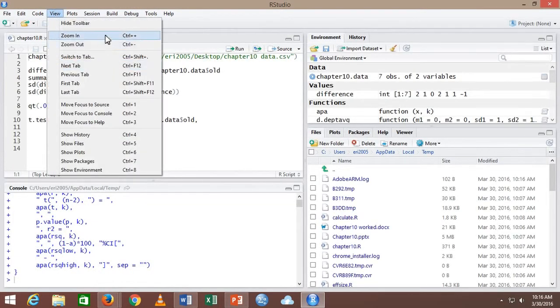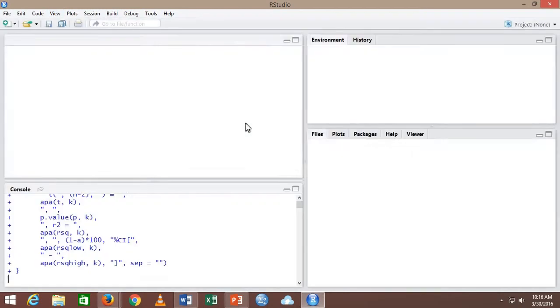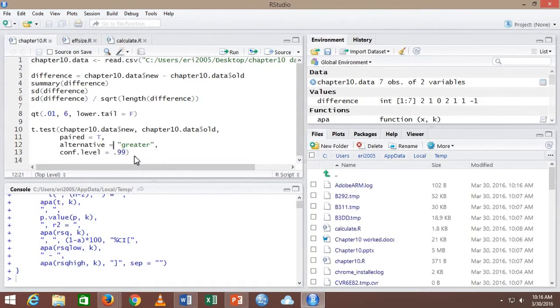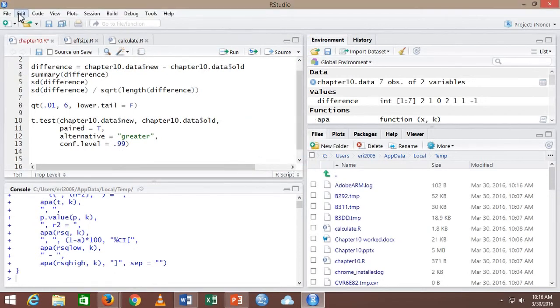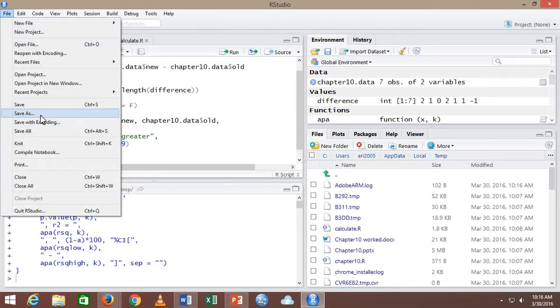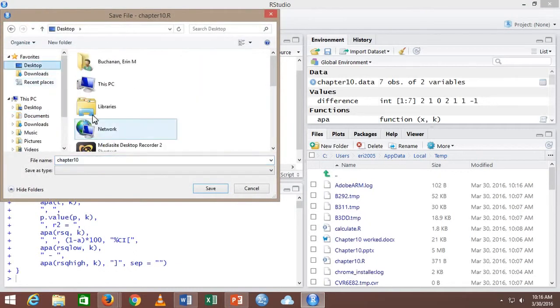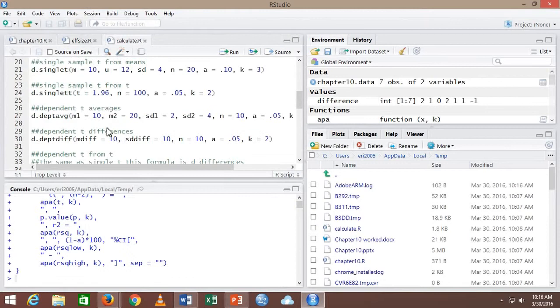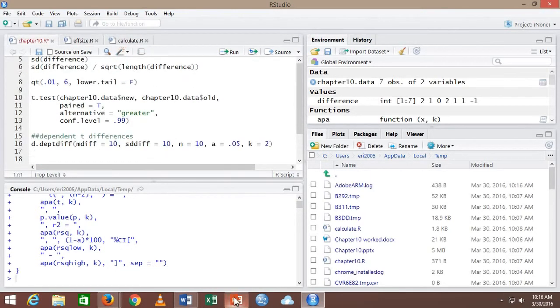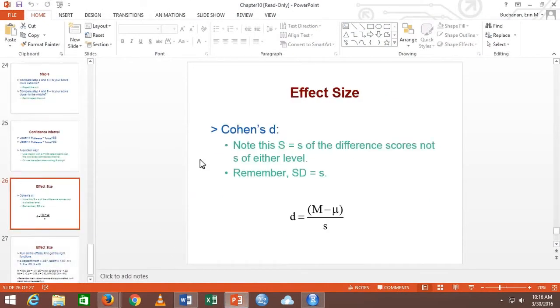Make this bigger. There we go. But once you run that, ooh, access is denied. No saving for you. There we go. Once you run that, we can use this dependent t differences one. So I'm going to copy that. And that's what's on this slide.